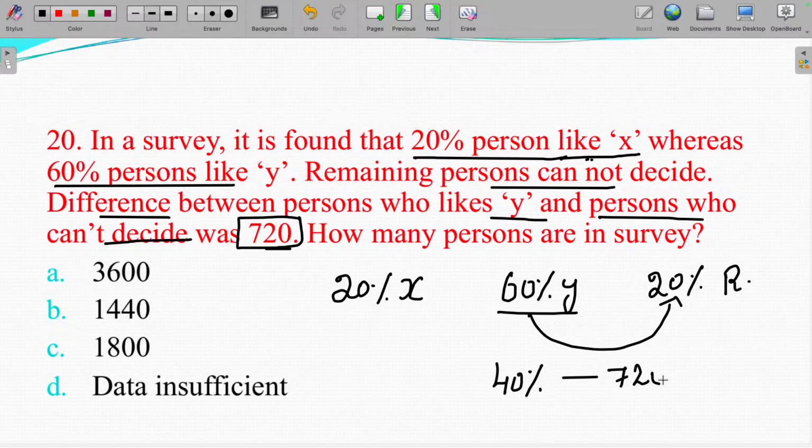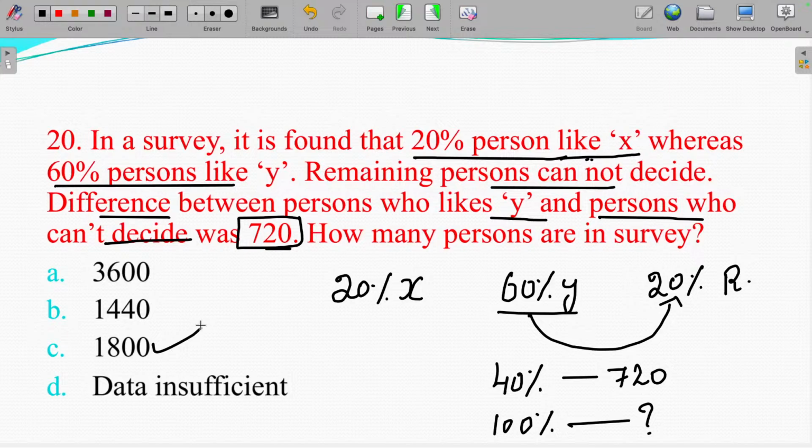I need to find out the total number of students in the survey, how many members are there. Then 100 percentage is equal to how much? 40 percent is 720, so 18 into 4 is 72, 18 into 100, so 1800. I think it's clear. Very simple concept. You just have to read the question step by step, then you can answer it easily.